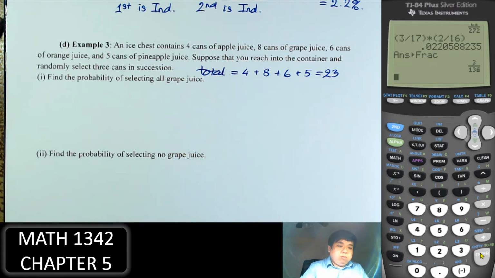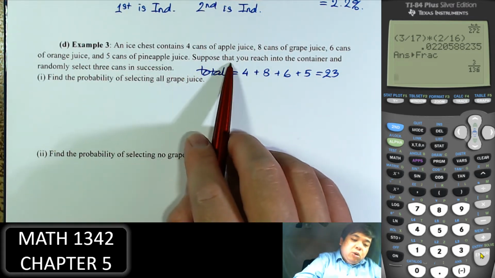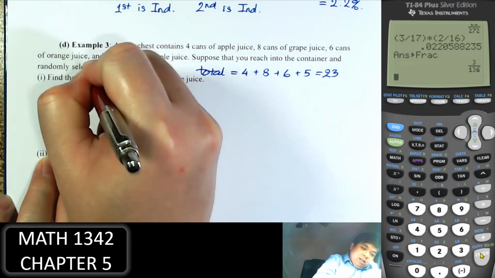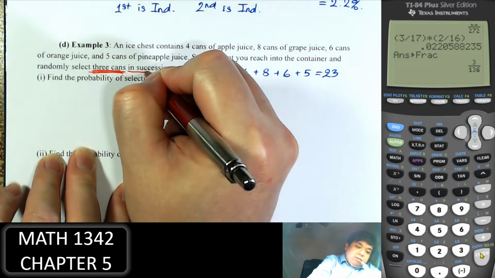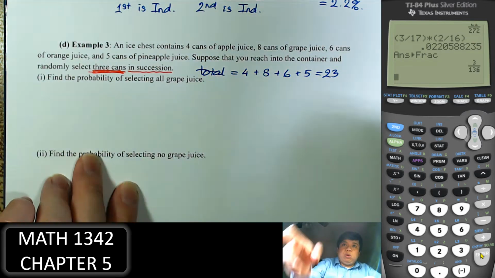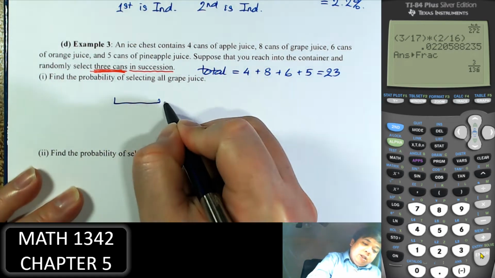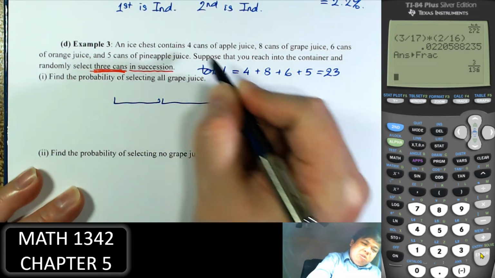Right, so suppose that you reach into a container and randomly select 3 cans in succession. So you do not pick one up and then put it back. So select one and keep. So all 3 of them are grapes. Just ask, is this grape?